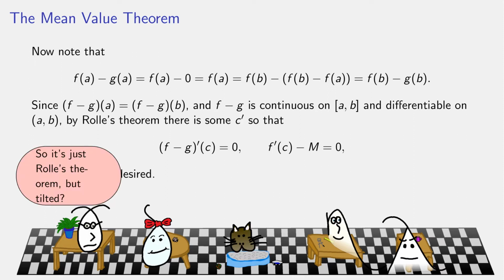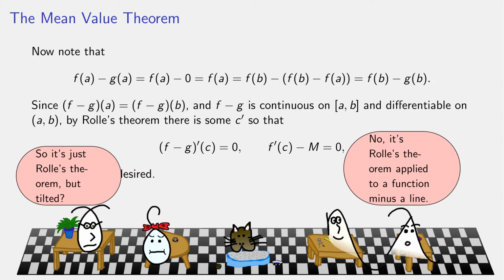So we really did just apply Rolle's theorem to a different function, f minus g. And tilted is a reasonable way to think of it, because the function f minus g is the function f of x minus a line. And if you subtract a line from a function, it kind of looks like it's just tilting over. Yeah, a function minus a line. I mean, if we want to be really technical, it's not actually a rotation. It's not a tilting, but it's close enough.